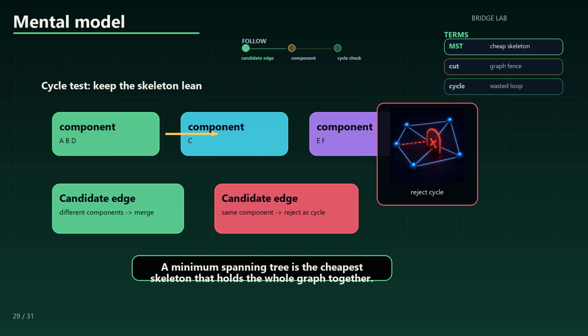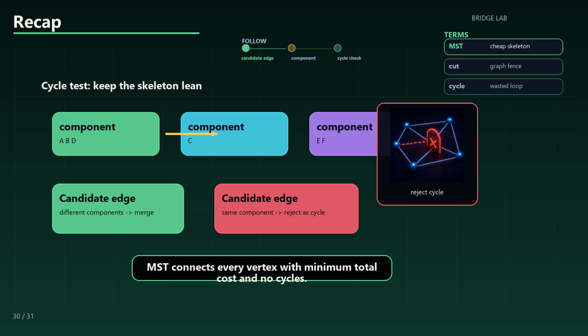A minimum spanning tree is the cheapest skeleton that holds the whole graph together. It removes cycle fat but preserves connectivity. By the end, the MST has exactly enough edges to connect all vertices and no extra. That is why the final picture should feel like a skeleton, connected, cheap, and deliberately missing every unnecessary loop.